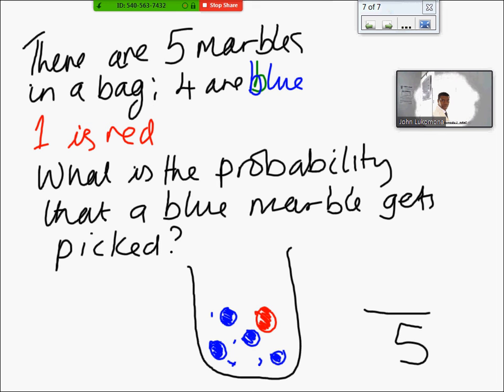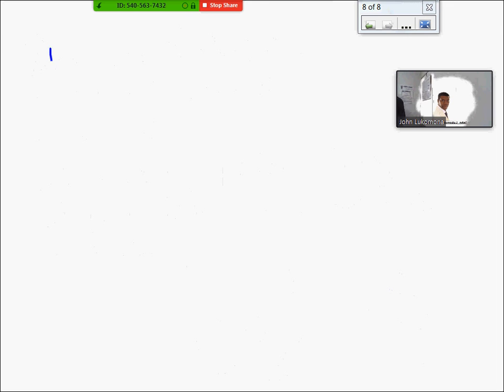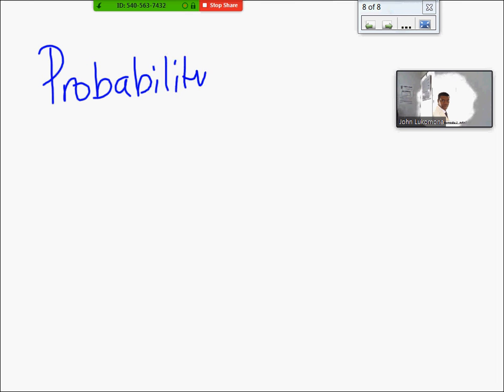Because there are 4 chances, any of these 4 can be picked, so I put 4 on top here. The number of ways it can come out is 4. So the probability now for a blue is 4. The way you write your answer is as follows. You're going to say probability for a blue is going to be 4 over 5, which you can also simplify.